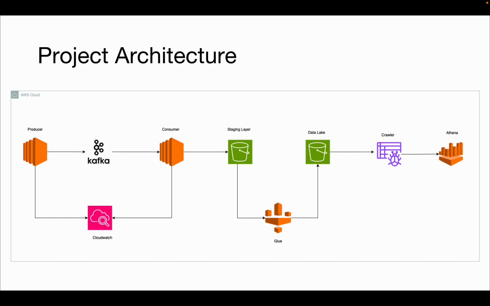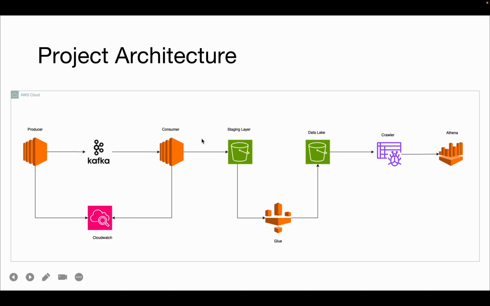This is the overall architecture that we'll be setting up throughout this video series. We have a producer application running in an EC2 instance that will write data to a specific topic of Apache Kafka. Then we'll have a consumer application that will read data from the Kafka topic. All these events will be monitored using AWS CloudWatch.